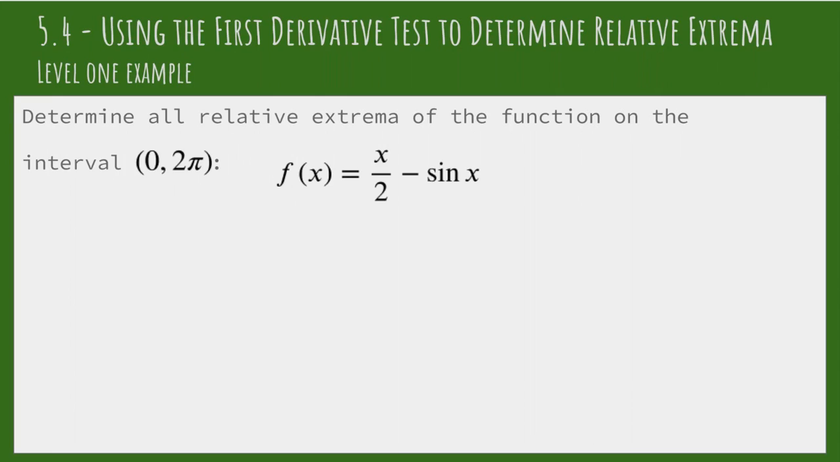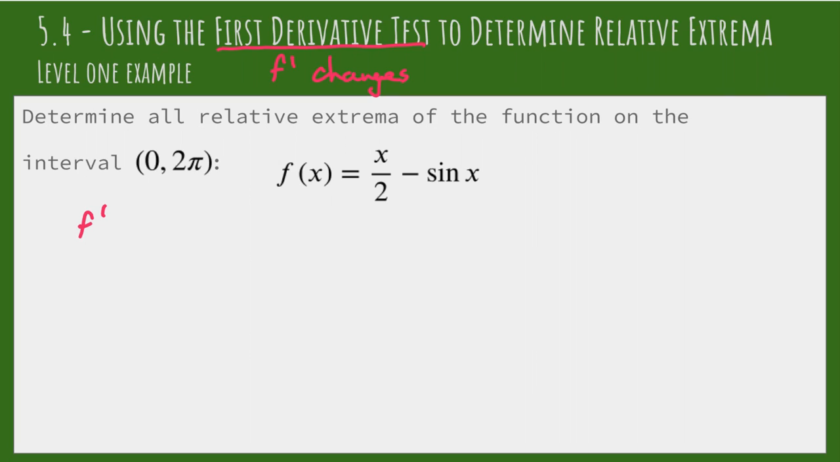Hello, Mr. Betts here. I want to take a look at a few examples that use the first derivative test to determine relative extrema. So remember with the first derivative test, we're looking for where the derivative changes signs. And also remember that the derivative can only change signs at critical points. So the first thing we're going to do is look for critical points.